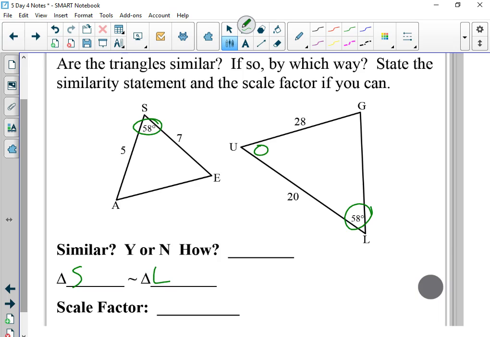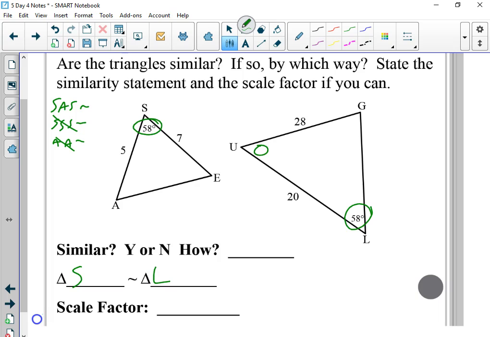Because remember, what are our three ways that we know right now? We know SAS, we know SSS similarity, and we know angle-angle similarity. Well, we don't have two angles, so this one's out. We don't have three sides, so that one's out. So we need the angle to be included by the two sides, and in this case, it is not.